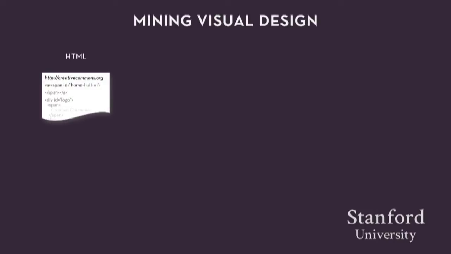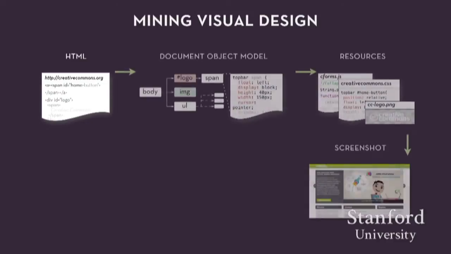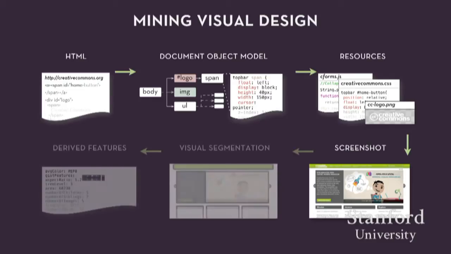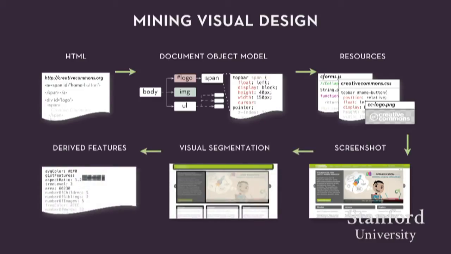Webzeitgeist is fundamentally different than content-based web crawlers that statically analyze a page's source. To mine web design, Webzeitgeist renders each page in a canonical view and then stores all of the resources and properties that contribute to the page's visual appearance. To give users a way to interact with page designs, the platform computes a visual segmentation of each page, along with a set of descriptive features for every element in those segmentations.